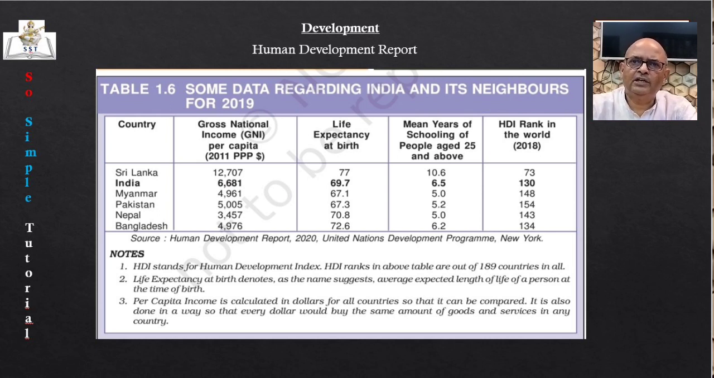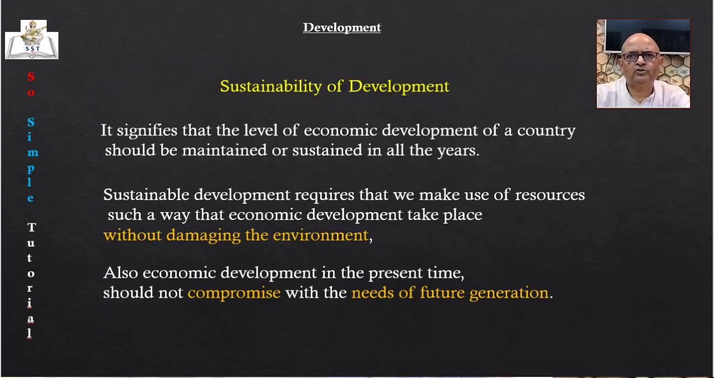Let us now see table 1.6. It shows some data from the Human Development Report of India and its neighbors. It is surprising to see that a small country like Sri Lanka is much ahead of India in every respect, and a big country like ours has such a low rank. Also, Nepal and Bangladesh have lower per capita income than that of India, yet they are better than India in life expectancy. Now, let us start our last topic, sustainability of development.